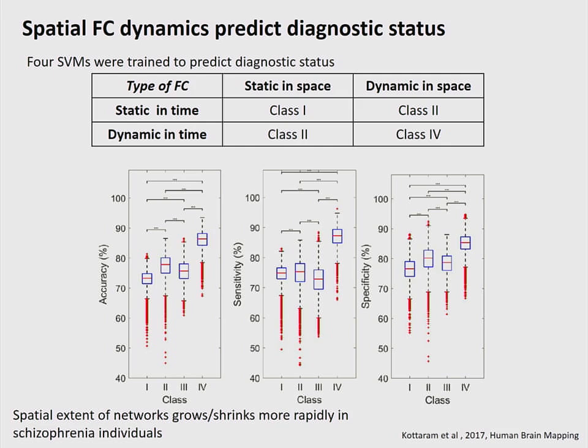And so what we see there, as I've shown for the 3 plots, accuracy, sensitivity, and specificity, is that we can improve the prediction of diagnostic status by taking into account spatial dynamics. You can see for class 4, we can predict diagnostic status with an accuracy approaching 90%. However, if we use the classic interpretation of dynamics, that's dynamics in time, our accuracy drops to just below 80%. So this is telling us that these dynamics that we see in space add value, providing additional discriminatory power relative to the classic conceptualization of dynamics in time.